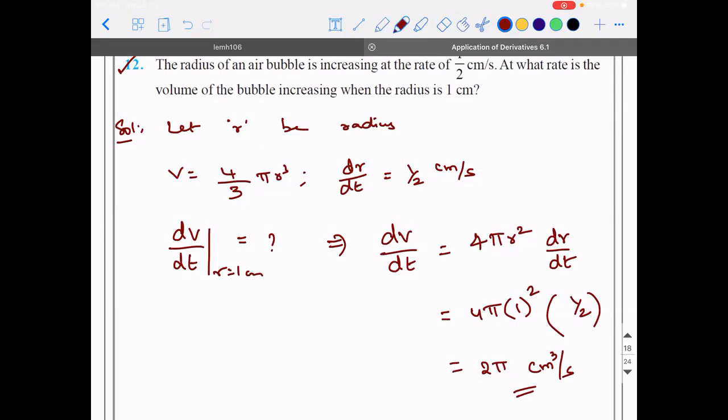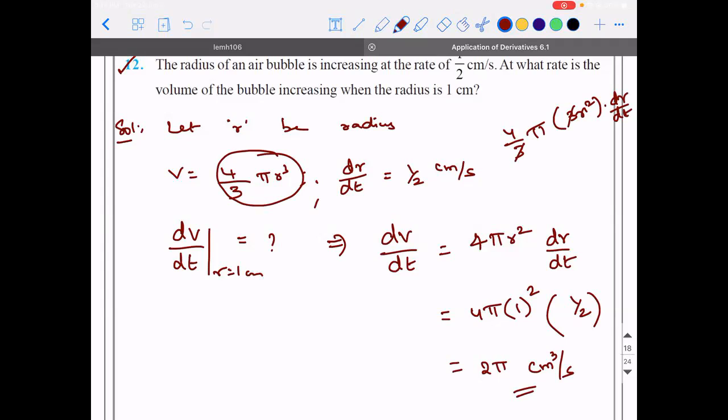Sir, can you explain that 4 pi r square alone? Nothing, just differentiate this. Chain rule. So 4 by 3 pi is common. Derivative of r cube is 3r square into dr by dt. 3 and 3 will get cancelled. That is like 4 pi r square. Okay, sir. Understood.